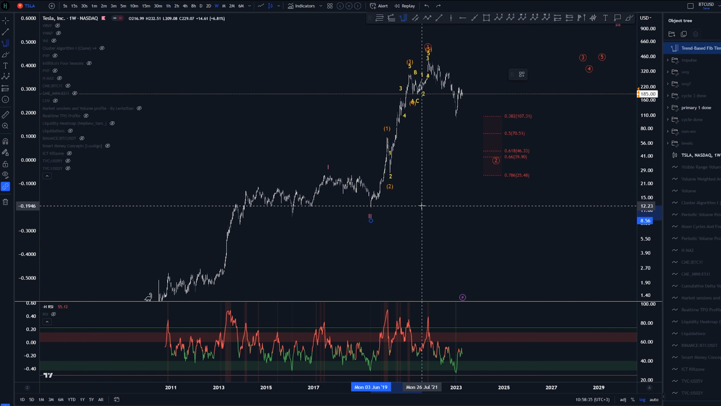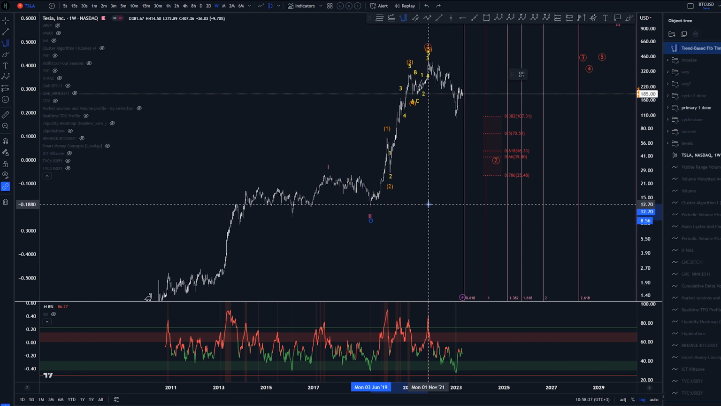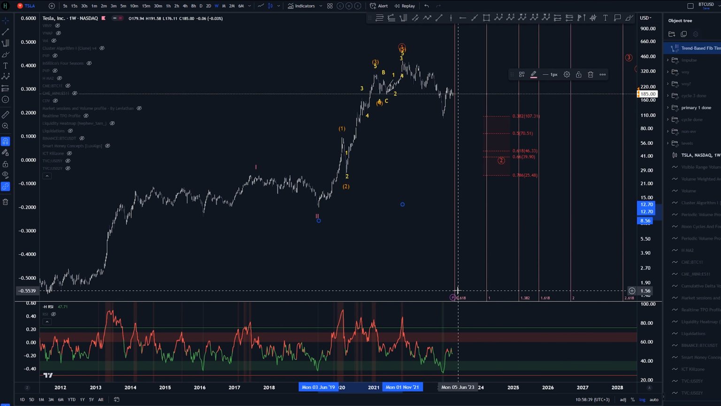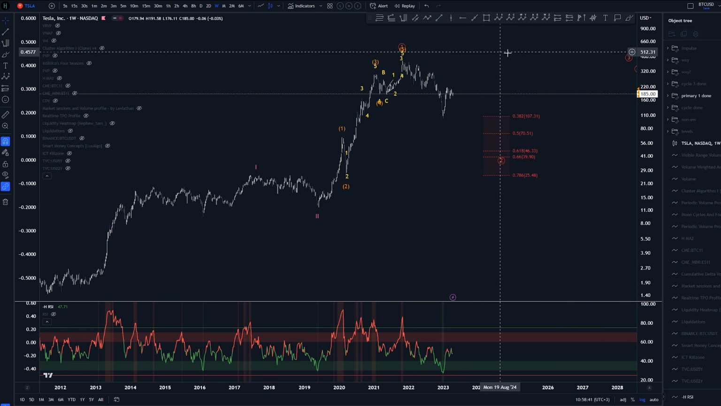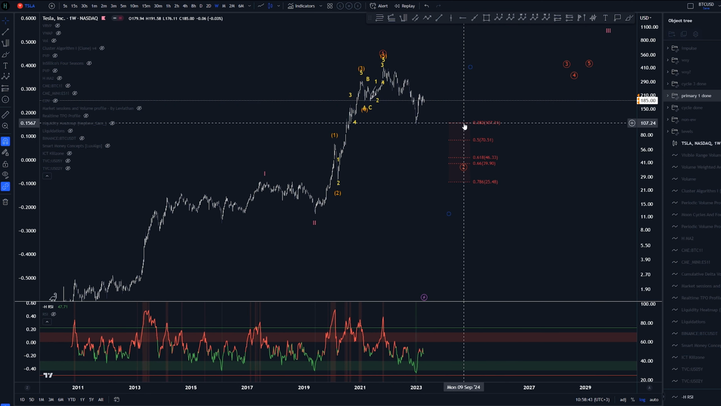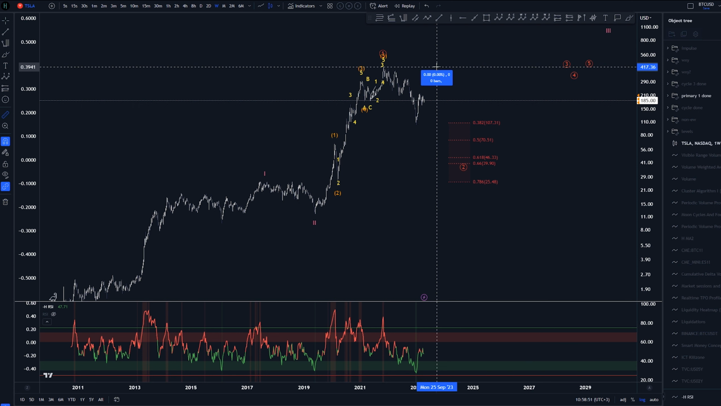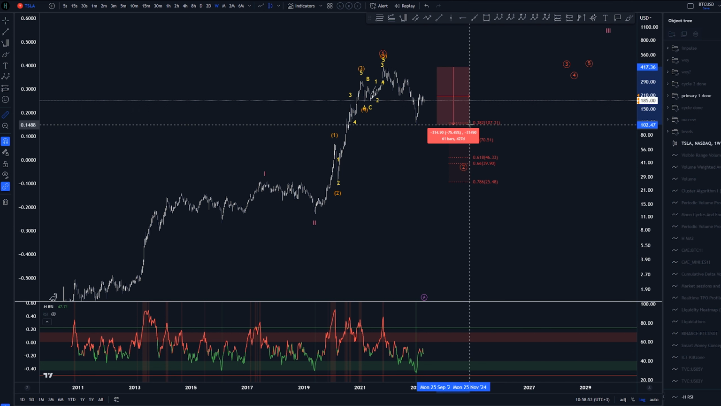Time-wise, we have already used the minimum amount of time. We have not hit the 618 yet, but we don't need to. We have hit the 38.2, which is the minimum. On log scale, of course, that is the minimum, but on arithmetic scale, we have retraced way more. We're something like 75% to the lows.